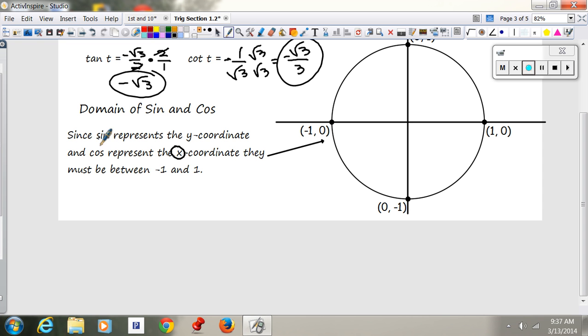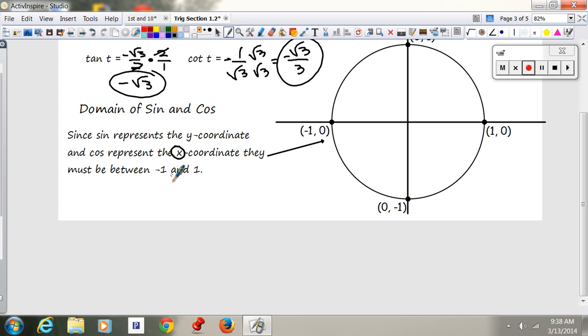It says since sine represents the y coordinate and cosine represents the x coordinate, they must be between -1 and 1. Look at your unit circle right here. Look at all the y values. How high does the y value go? Only to 1. Doesn't go past it. How low does the y value go? Only to -1. Never goes past it. The x values never go beyond 1 and -1.